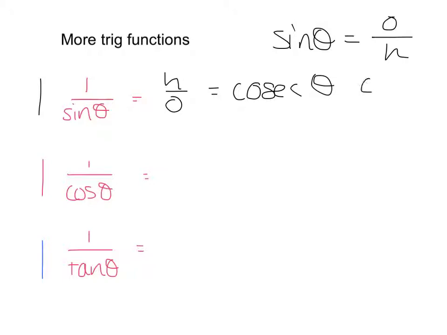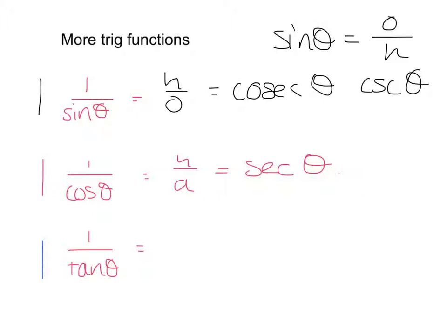Sometimes you might see it written CSC of the angle. So in the same way, 1 over cos theta is the relationship between the hypotenuse and the adjacent, 1 over the adjacent over hypotenuse, which is cos theta. And that is sec theta.